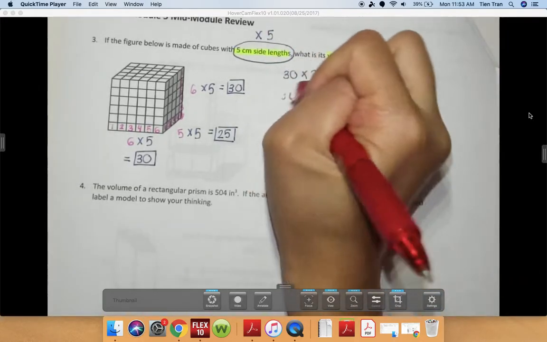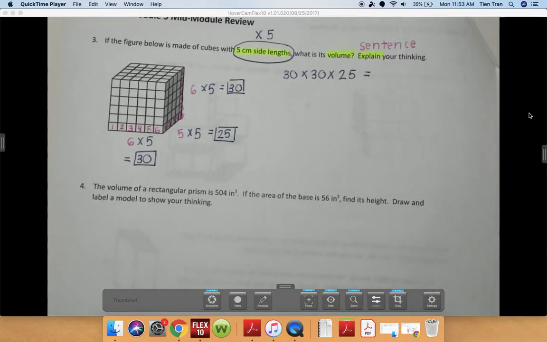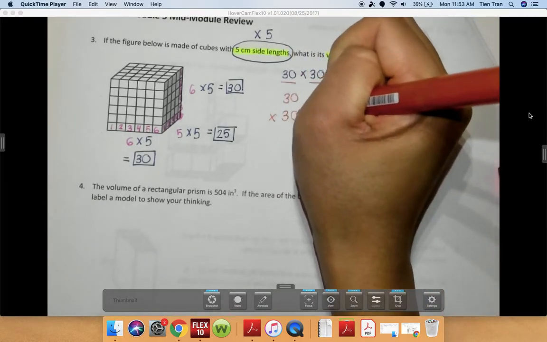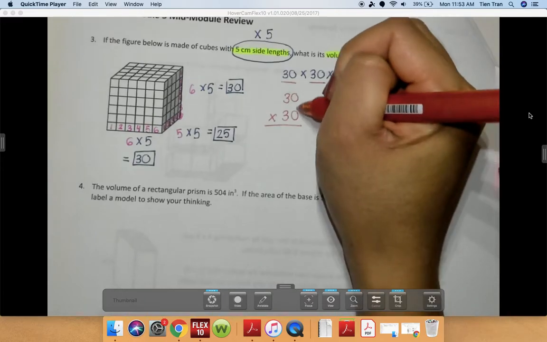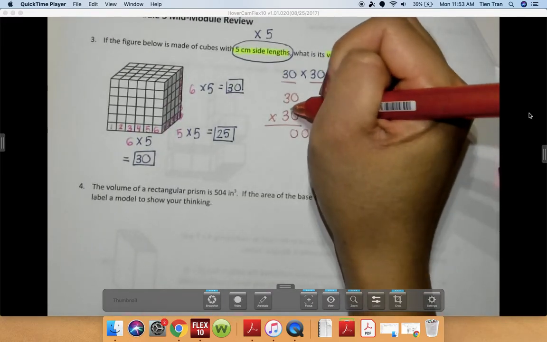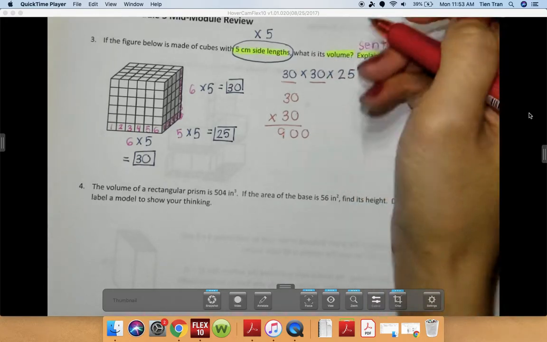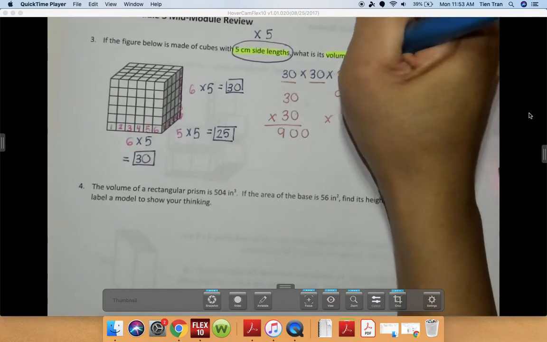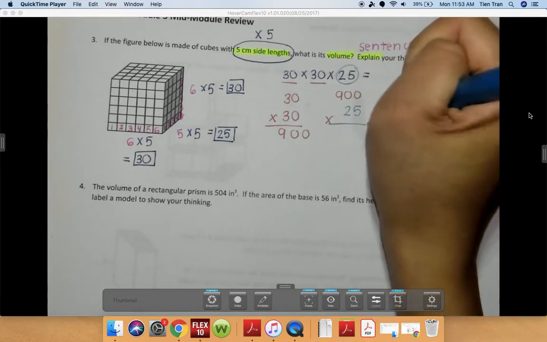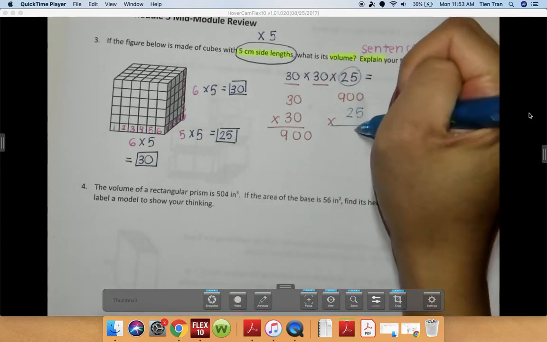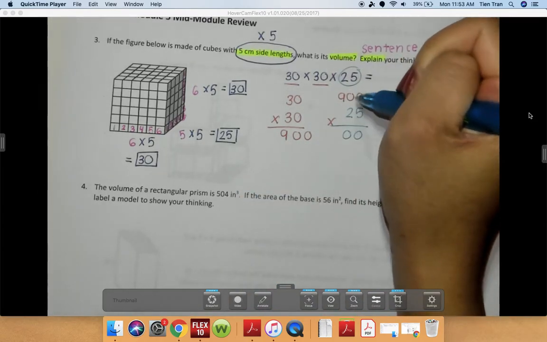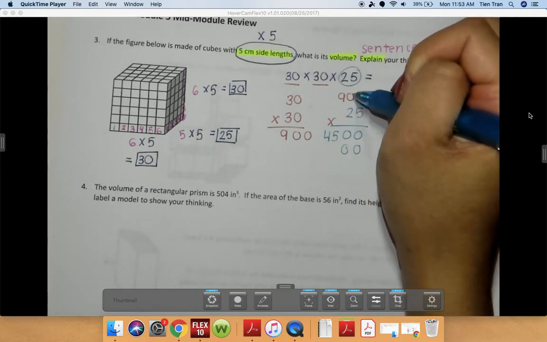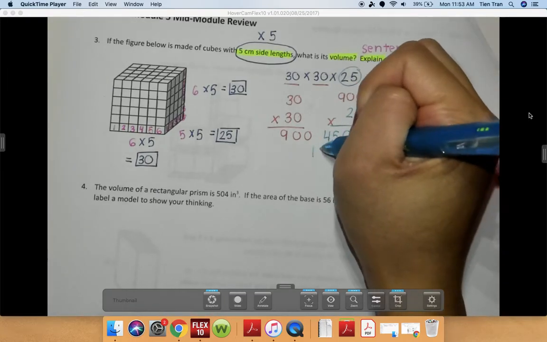Oh, this pen is not working very well, so I'm going to choose another pen so you guys can see more clearly. So I'm going to multiply these two numbers right here, 30 times 30. 0 times 0, remember I can put 2 zeros, and then multiply 3 times 3, which is 9. So I have 900 right here. I'm going to take that 900 and I'm going to multiply times 25. Okay? Now, 5 times 0 is 0, 0 times 5 is 0, 5 times 9 is 45. Bring down my 0, 2 times 0 is 0, 2 times 0 is 0, 2 times 9 is 18.